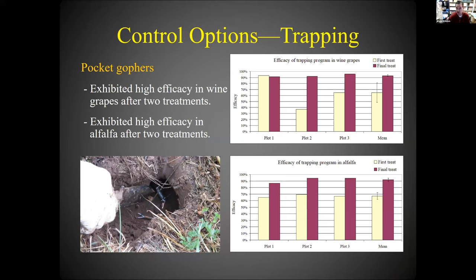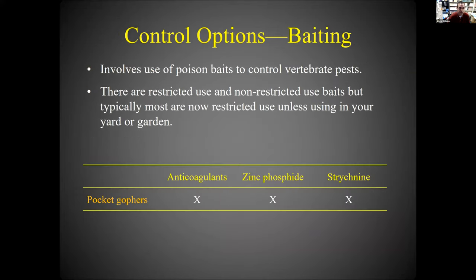but we still haven't talked about how effective trapping can be. Turns out it's highly effective. We've seen 92 to 94% removal rates of gophers in a couple of different cropping systems when utilizing trapping. So trapping is a very good tool for managing pocket gophers.